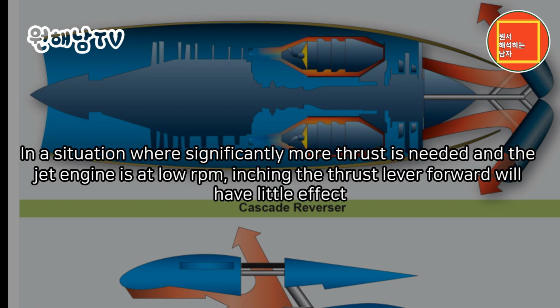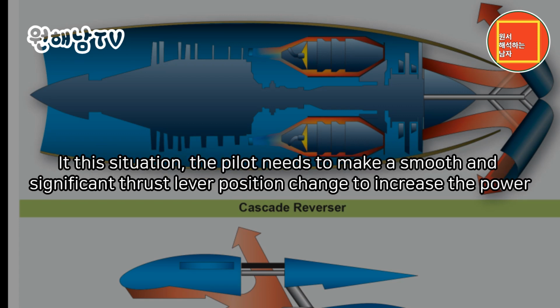In a situation where significantly more thrust is needed and the jet engine is at low RPM, inching the thrust lever forward will have little effect. In this situation, the pilot needs to make a smooth and significant thrust lever position change to increase the power.